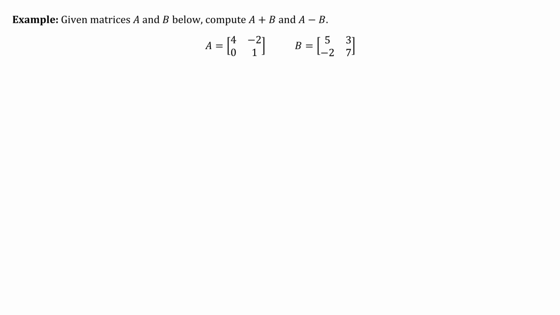So here we have a 2 by 2 matrix, and here we have a 2 by 2 matrix. That means that we can add and subtract them. So let's go ahead and do that. First we'll add. So let's do A plus B. Adding A and B, we simply add the corresponding entries.